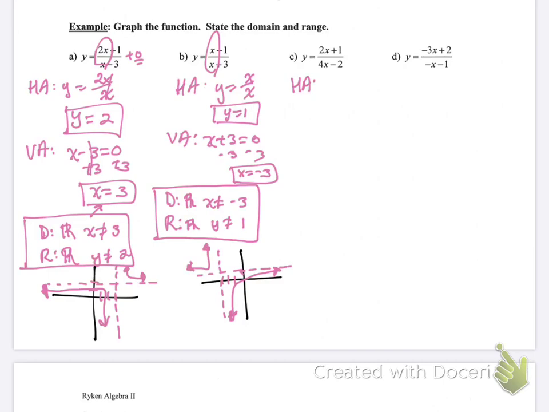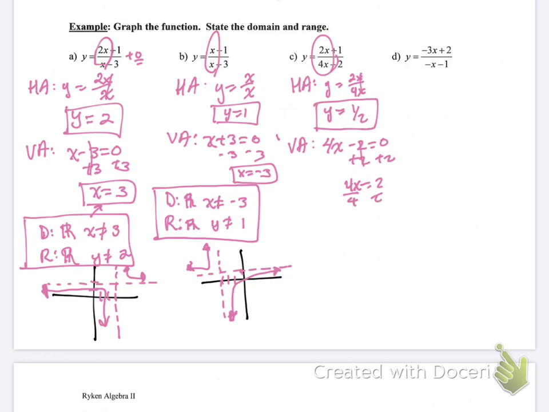All right, horizontal asymptote. Divide these two. So 2x over 4x. X is canceled. 2 divided by 4 is 1/2. Vertical asymptote. Take the denominator. It's 4x minus 2. Solve for x, so you have to add 2 to both sides. So then I have 4x equals 2. Divide by 4. X equals 1/2.